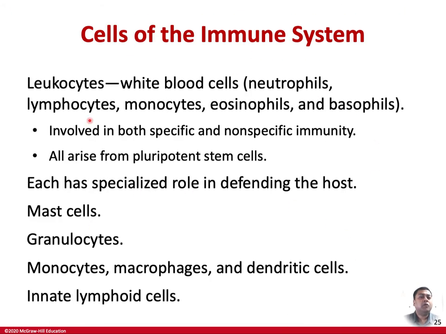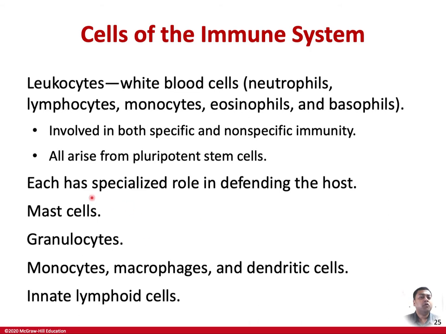So now we are looking at the cells of the immune system. The first thing is that the cells of your immune system are all leukocytes or white blood cells. For example, we know the names of some of them, like neutrophils, lymphocytes, monocytes, eosinophils, and basophils. They are involved in both specific and non-specific immunity, and all arise from pluripotent stem cells. We're going to define all these, and each has a specified role.